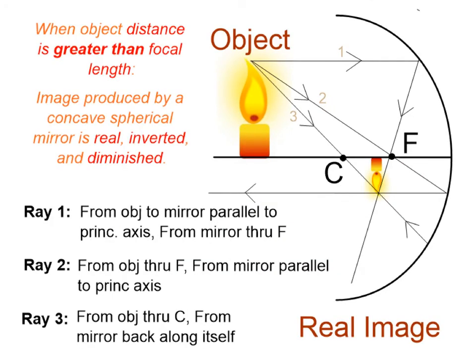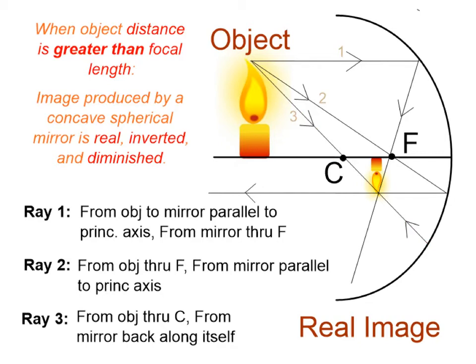We will then draw ray number 3. Again, starting at our same point on our object, this ray will go from the object through C, which is right here. And when it hits the mirror, it will travel from the mirror back along itself because this is going to be perpendicular to the mirror surface right there.